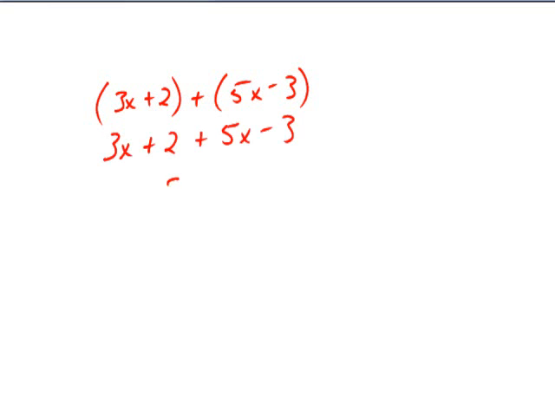3x and 5x would give us 8x. 2 minus 3 would be minus 1. So the resulting expression would be 8x minus 1.